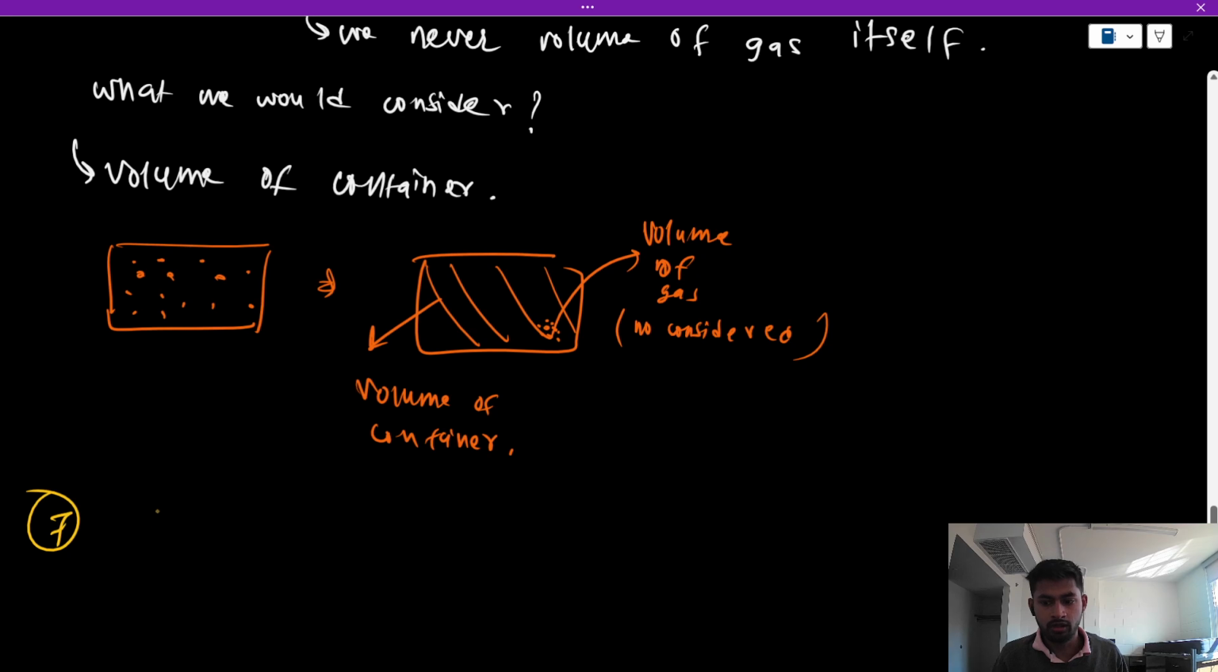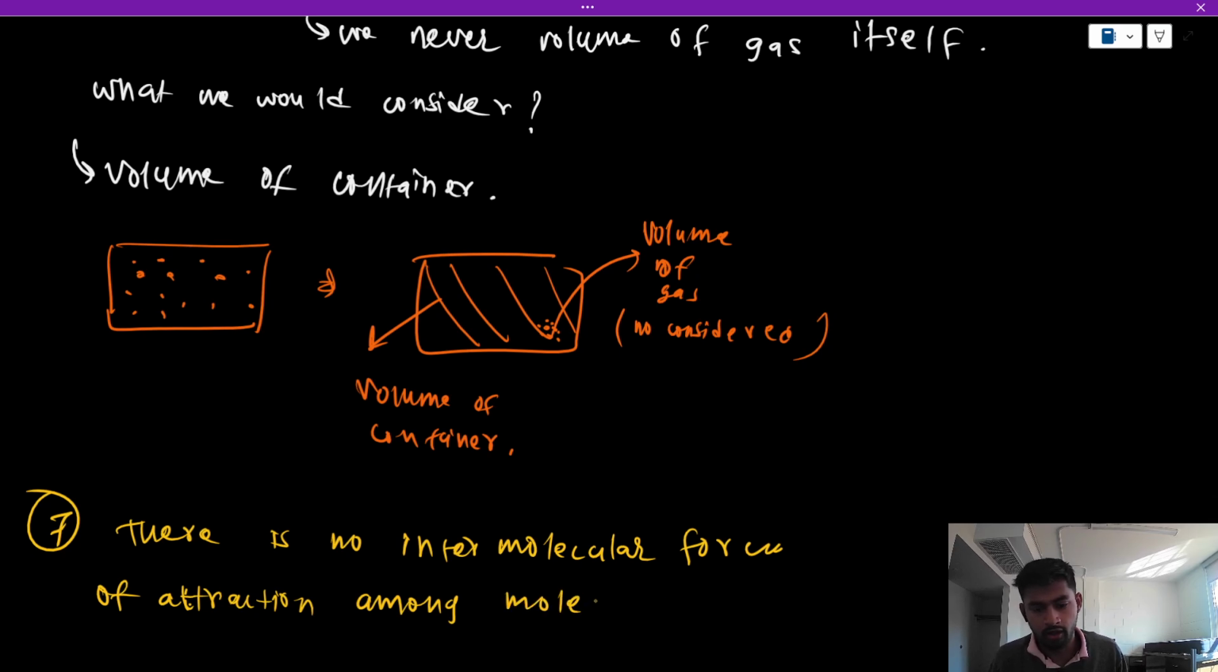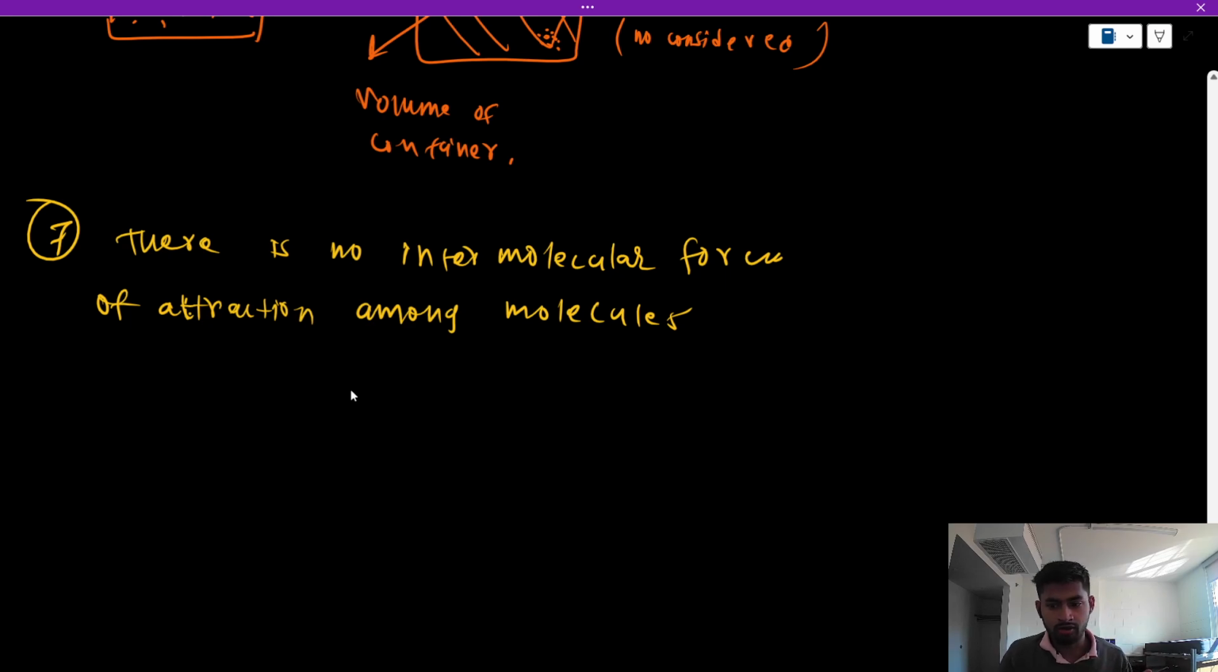Seventh point would be there is no intermolecular force of attraction among molecules, which is again completely wrong if you ask any physicist or anyone who knows physics, because molecules are supposed to have intermolecular forces of attraction and they often interact with each other, right?